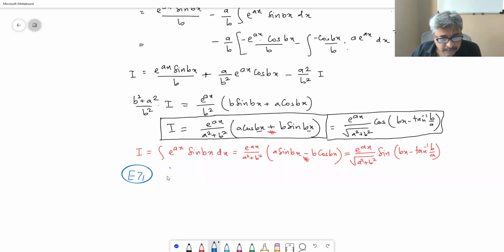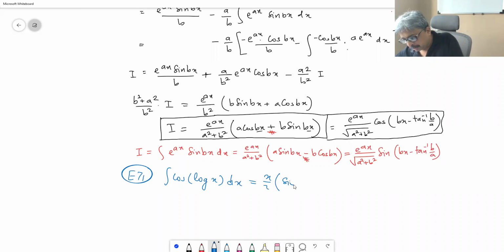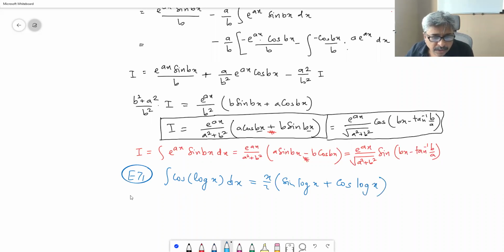Integral cos log x dx is equal to... show me the answer. Half x, or x by 2, inside bracket sin log x plus cos log x.